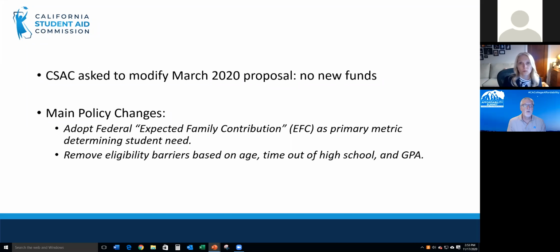Number two, we want to remove the eligibility barriers that are based on age, time out of high school, and GPA. So these eligibility barriers have been put up over the course of 50 years of the genesis of Cal Grants and the various different programs. They're also used somewhat as a rationing device. They're confusing, different GPAs, different time out of high school, things like that. So we certainly wanted to simplify that. And these are the things we're going to keep in the proposals that we're going to talk about here today.